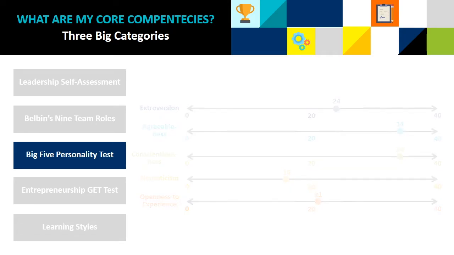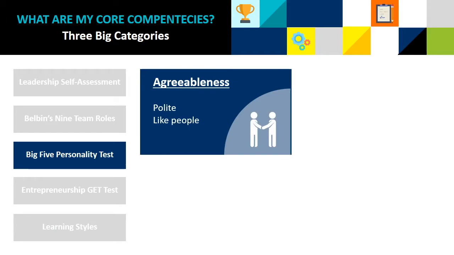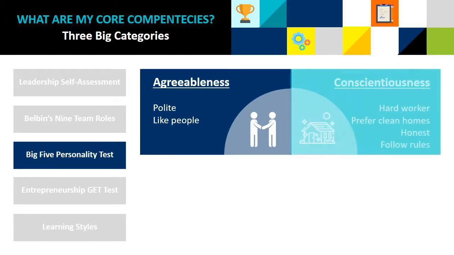An agreeable person tends to be polite and like people. In terms of conscientiousness, it is aligned with my entrepreneurship GET test in which I am considered a hard worker. Furthermore, it is aligned with my learning style as a reflector. Since a reflector is an organized person, it also makes me prefer clean homes. Conscientiousness also means that the person is honest and follows rules.